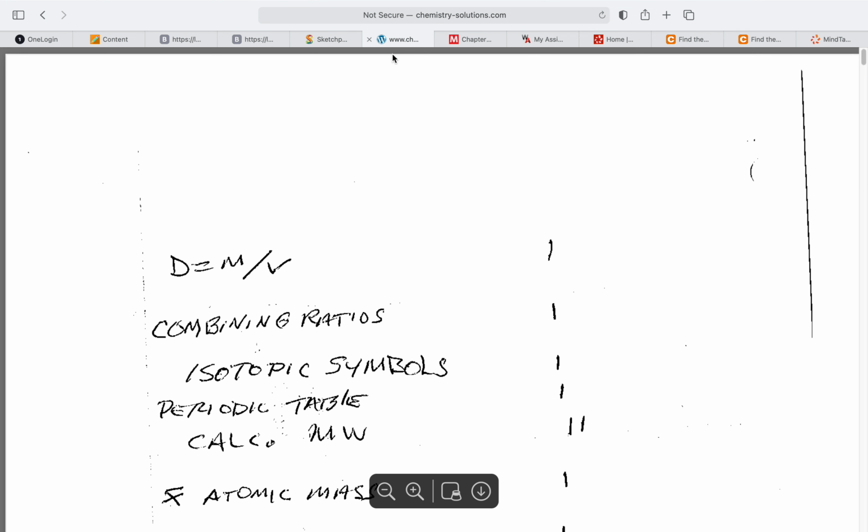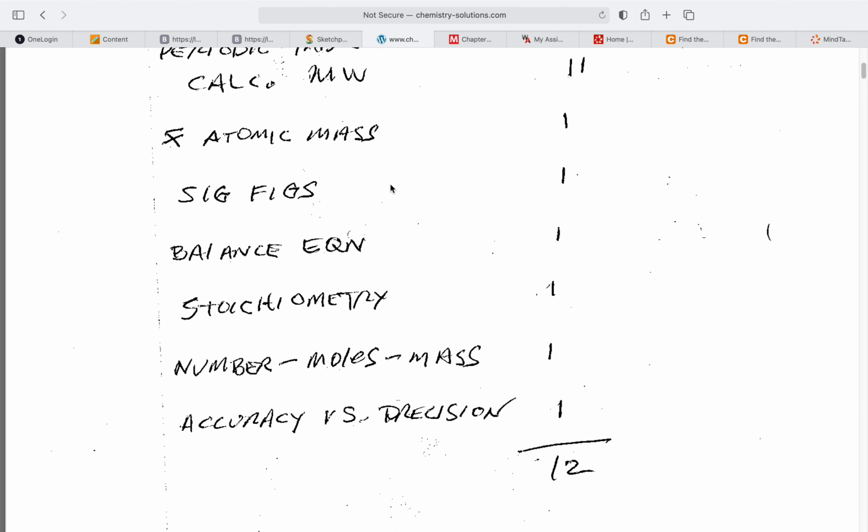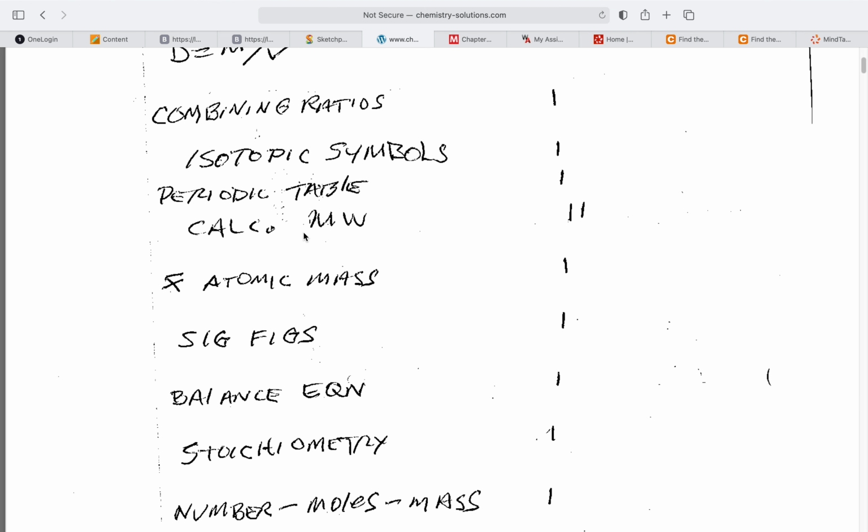Everybody. So today we are going to be talking about calculating molecular weight. Okay, so that's the one we're going to go over today.